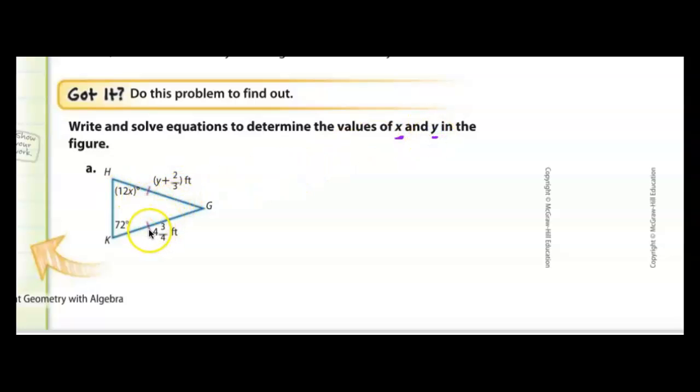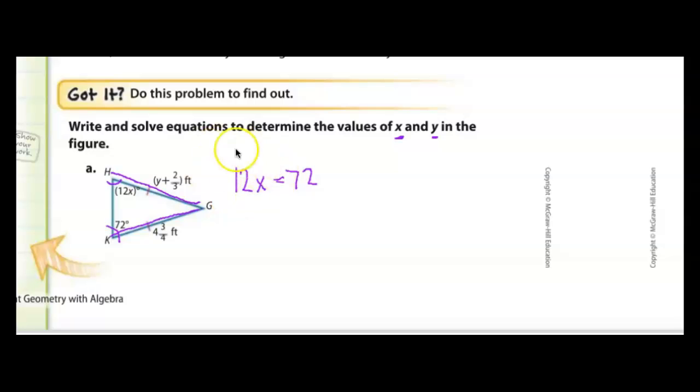I noticed that these dashes here mean that this line and this line are equivalent. So that means these two angles are equivalent. So here is the 12x. That's going to be equal to 72.